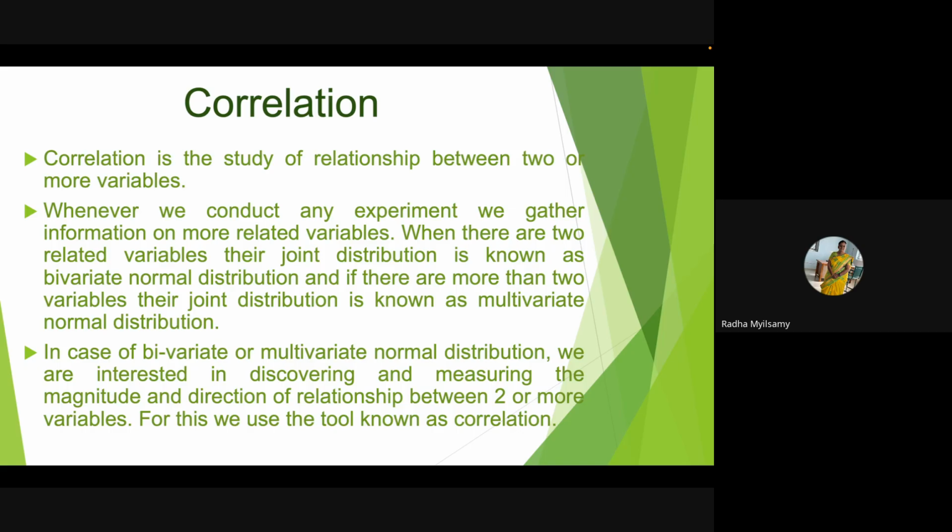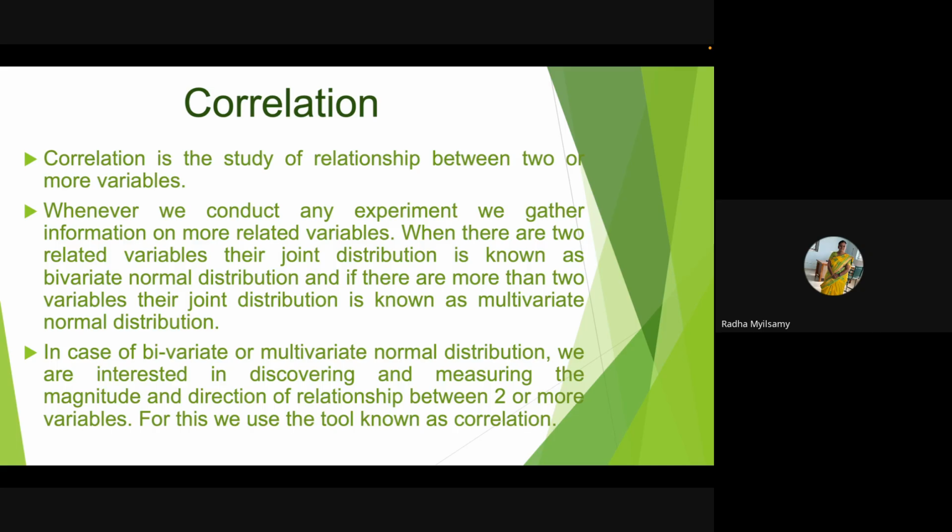Now we are going to see only one thing, that is correlation. It is used simply to know whether there is any relationship between the variables. It is between two or more than two variables. If it is two variables, it is called simple correlation. And if it is more than two variables, we call it multiple correlation. This is the basic idea about correlation.